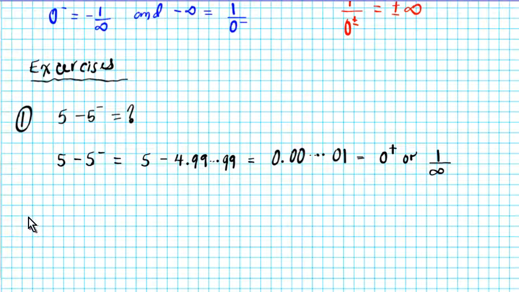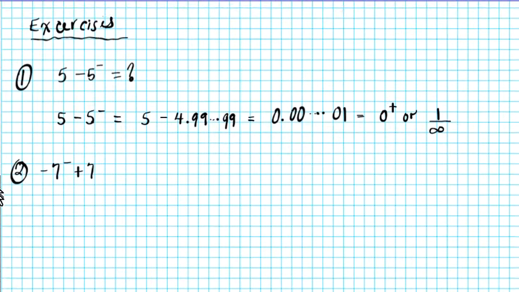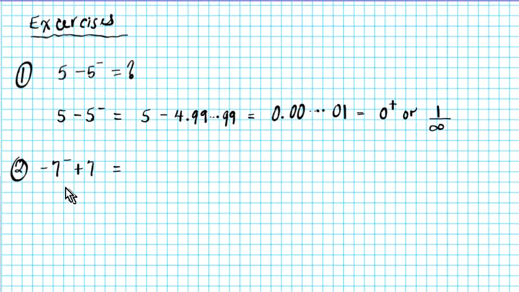Question number 2, what if we were to find -7 from the left plus 7? What is this one going to be? Well, let's write down this -7 from the left in expanded form. -7 from the left on the number line is -7.00, an infinite number of zeros, 0, 1 plus 7.